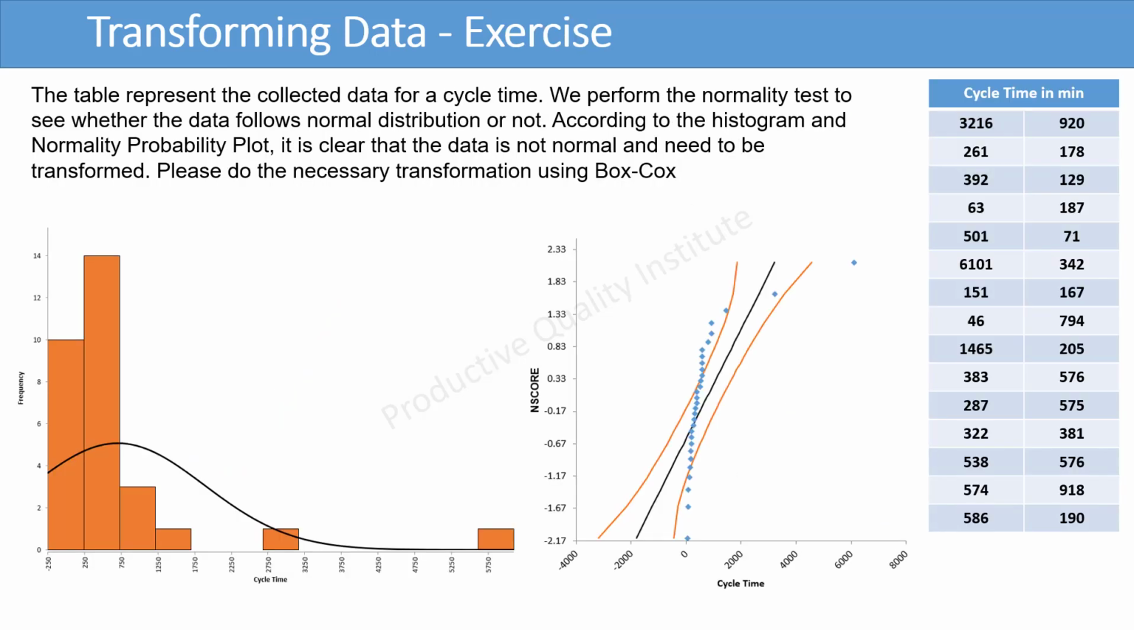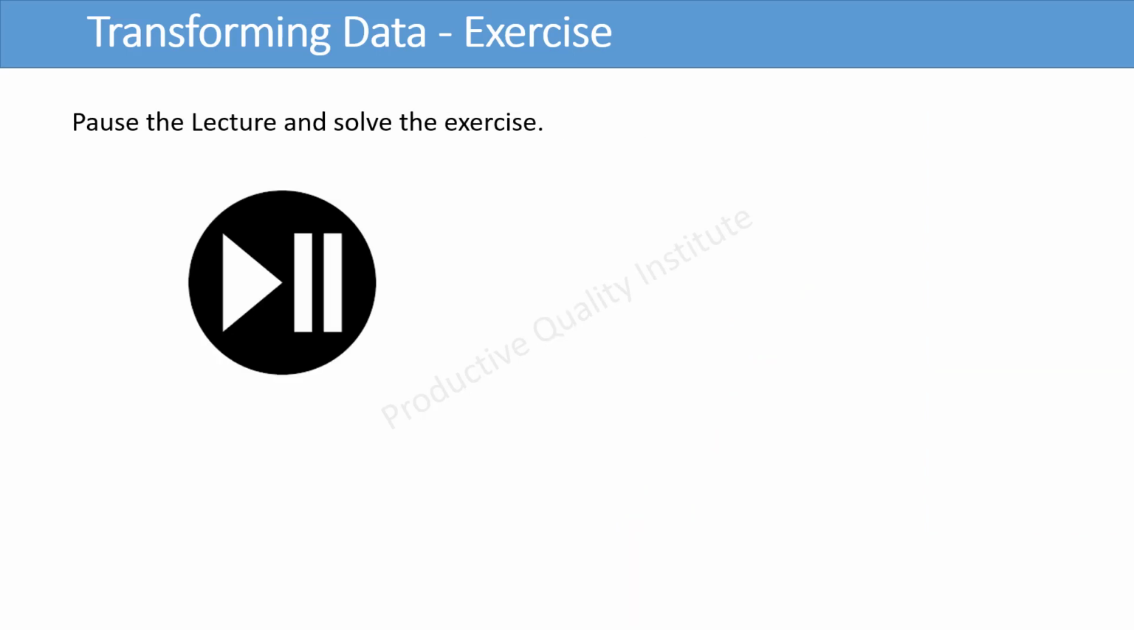Now, we will introduce an exercise for Box-Cox transformation of data. The table represents the collected data for a cycle time. We perform the normality test to see whether the data follows normal distribution or not. According to the histogram and normality probability plot, it is clear that the data is not normal and needs to be transformed. Please do the necessary transformation using Box-Cox. Please pause the lecture and solve the exercise.